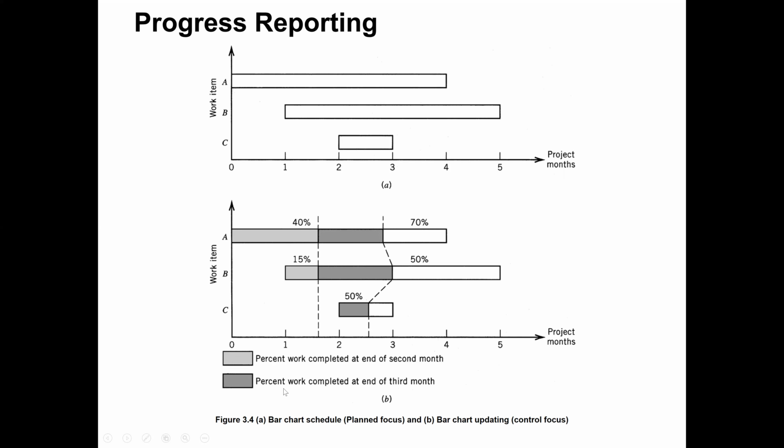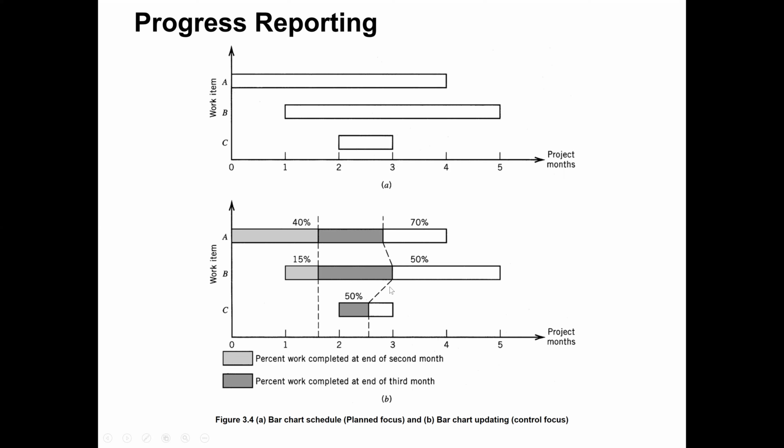Now, the second percent work completed at end of 3rd month. Let's check the progress when we are at the end of the 3rd month. So we are at month number 3, this point. When we see this, the dotted line comes this way. This indicates that activity A, work item A, is 70% complete. So we are a little behind at month number 3.